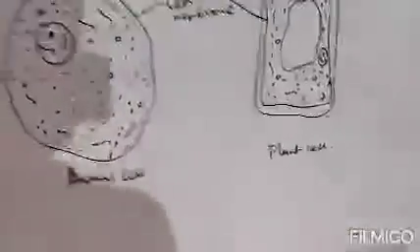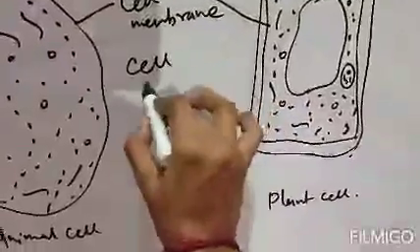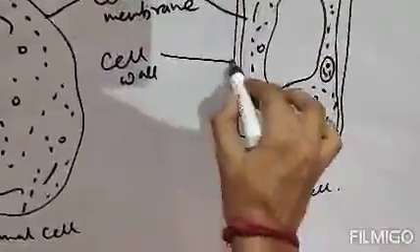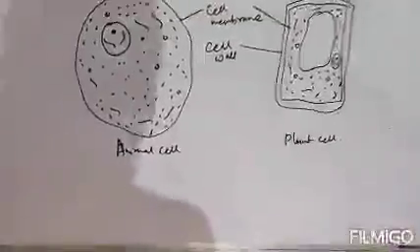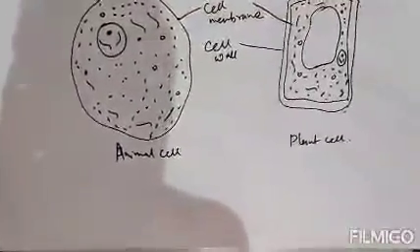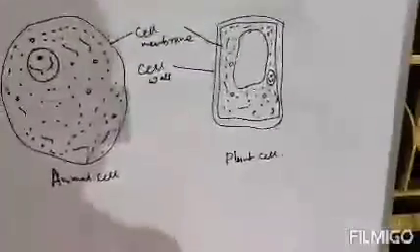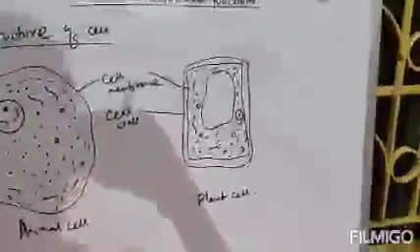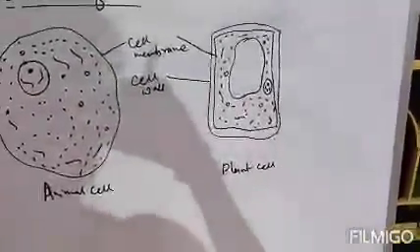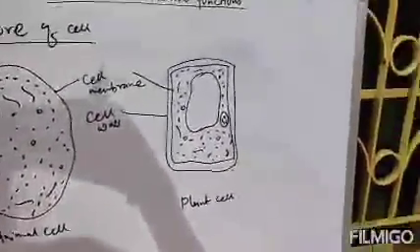Now the cell wall. What is the cell wall? This is actually the cell wall. The cell wall is only present in a plant cell. In an animal cell, the cell wall is absent. Clear? So, cell membrane, cell wall.